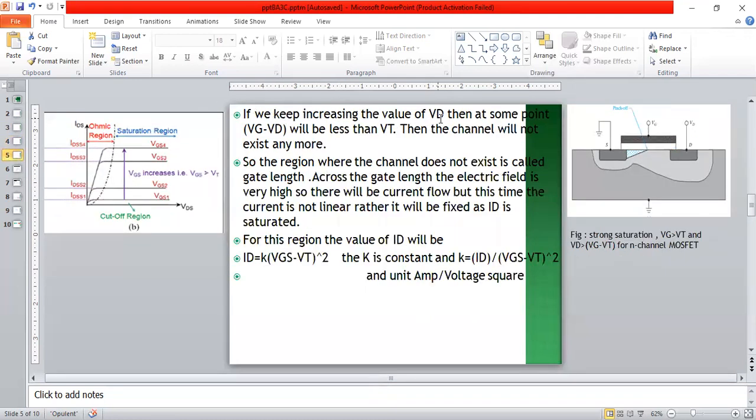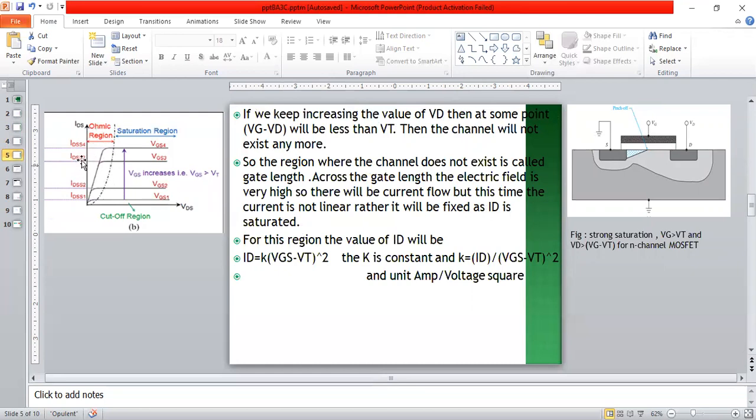If we keep increasing the value of Vd, then at some point Vg minus Vd will be less than Vt. Then the channel will not exist anymore. So the region where the channel does not exist is called the gate length. Across the gate length, the electric field is very high. So there will be current flow, but this time the current will not be linear. Rather, it will be fixed, as ID is saturated.